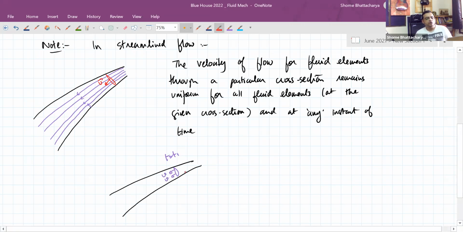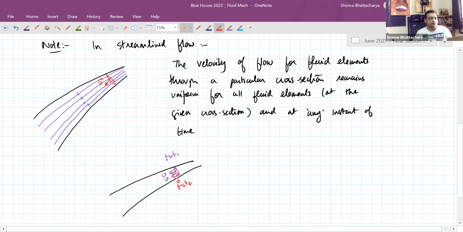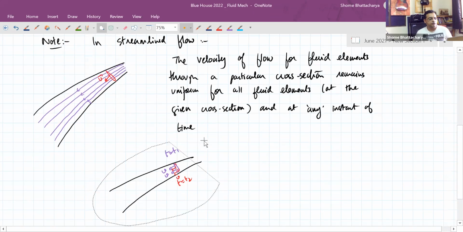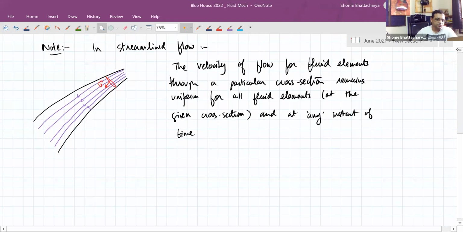Now, if we look at that same cross section a little while later at t2, again the fluid elements which are present here will have the same velocity as the previous ones. So that is the meaning of saying that they are constant with respect to time, and they are uniform with respect to the entire cross section. This is again an important theoretical consideration to understand before we start coming into the maths equations that describe the steady or streamlined motion.